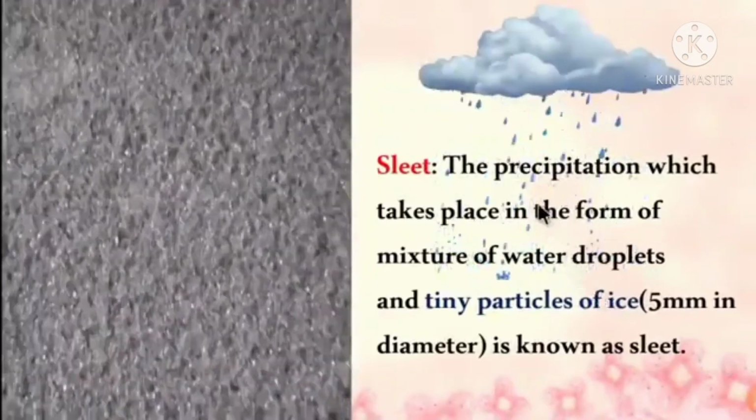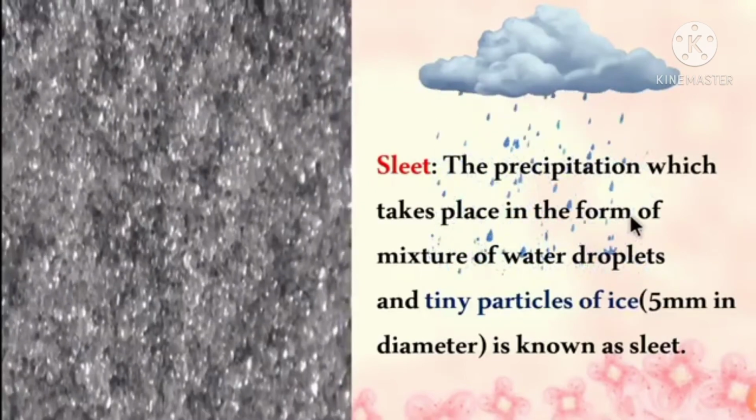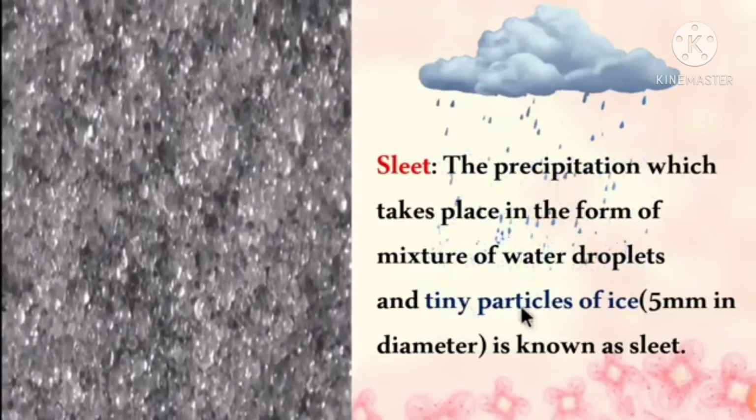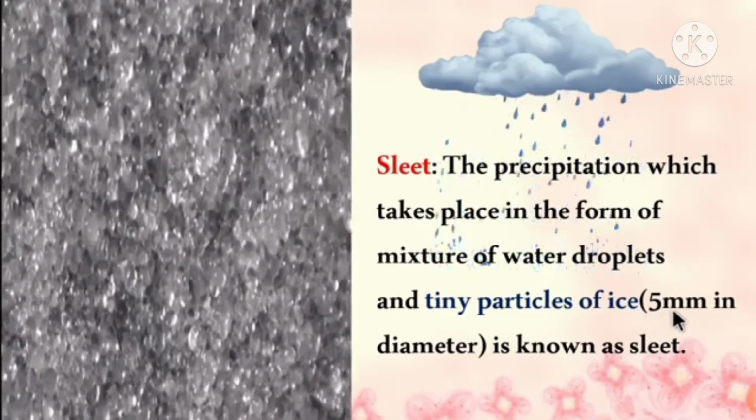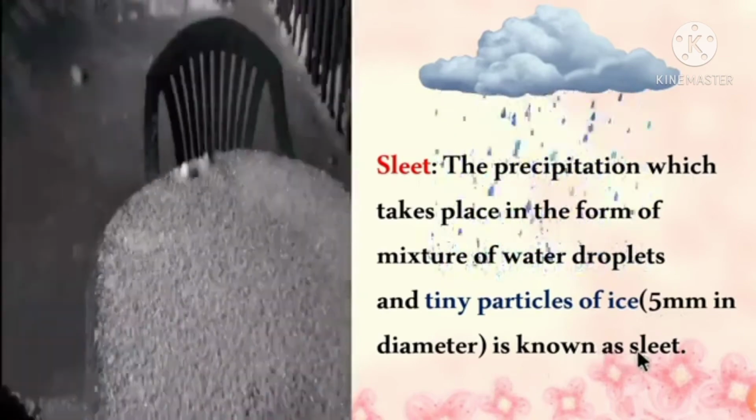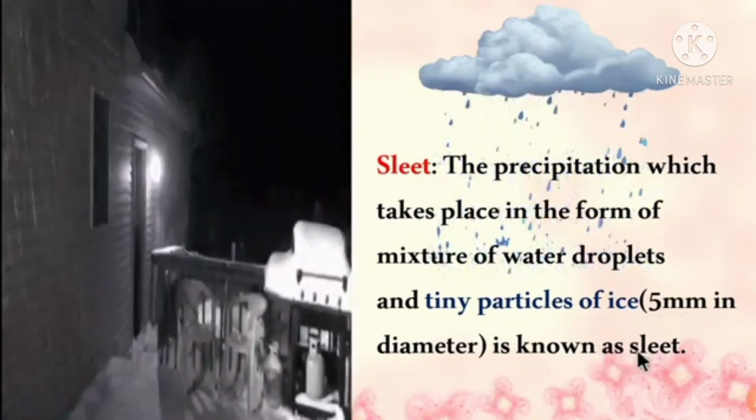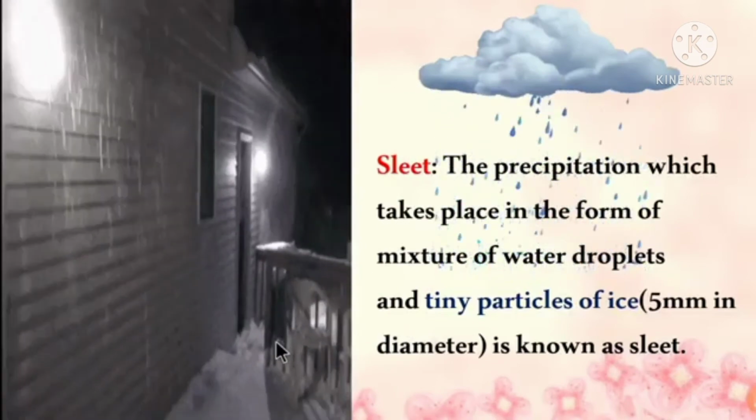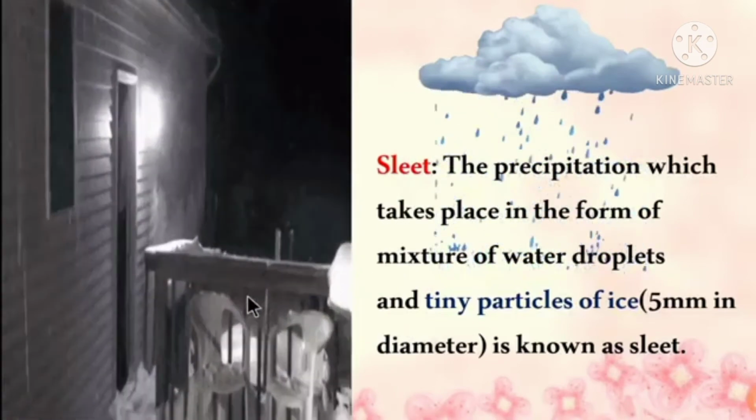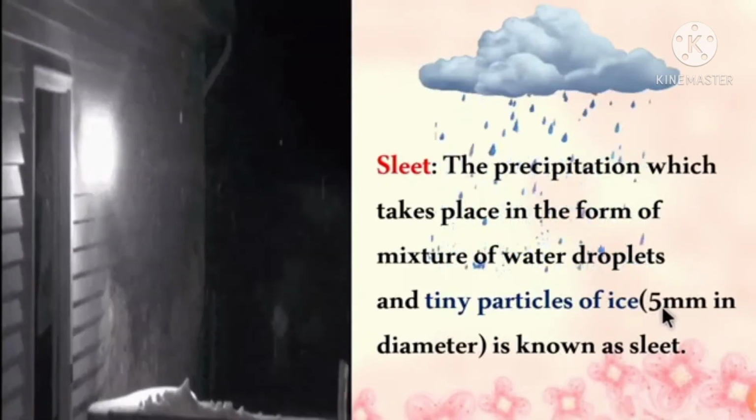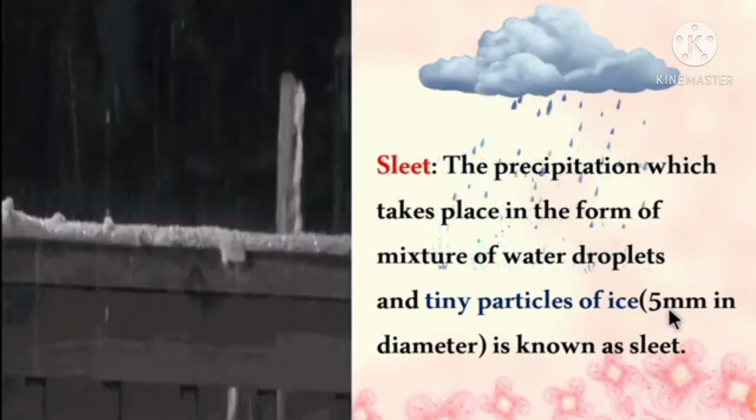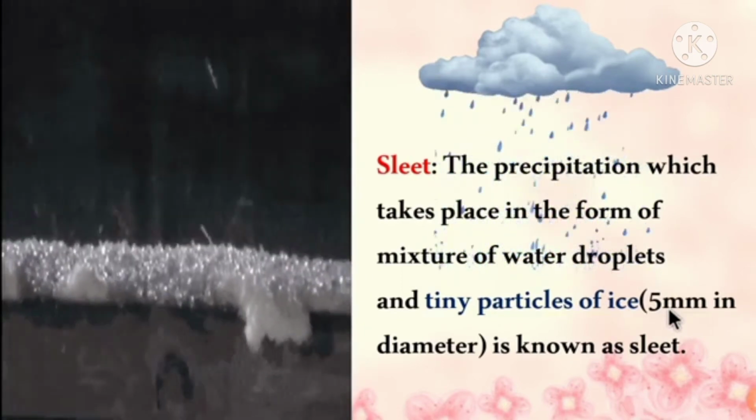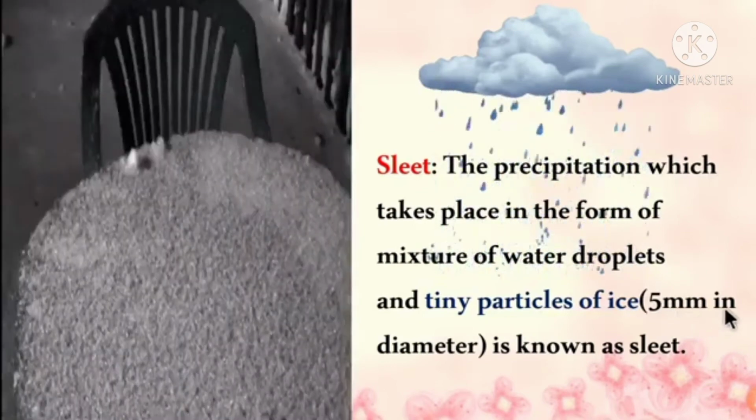Now let's see the second form of precipitation, the sleet. The precipitation which takes place in the form of a mixture of water droplets and tiny particles of ice, that is less than 5 millimeter in diameter, is known as sleet. Sleet means water droplets mixed with tiny particles of ice.